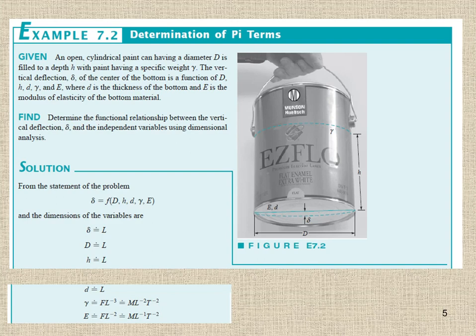So here, determination of pi terms again. There is a problem: an open cylindrical paint can having a diameter D. You are all familiar with this can for paint. It is filled to a depth h. The paint is filled up to the depth h. It is not completely filled to the top, it is filled up to this height h, with paint having a specific weight gamma. So the specific weight of the paint is gamma.